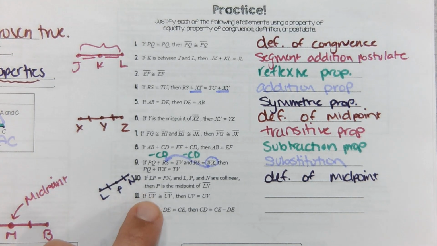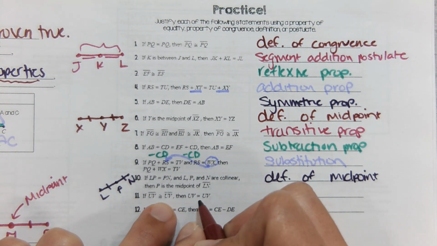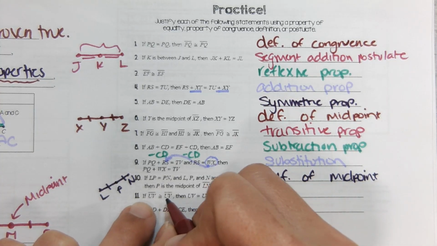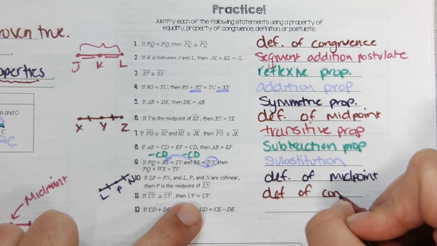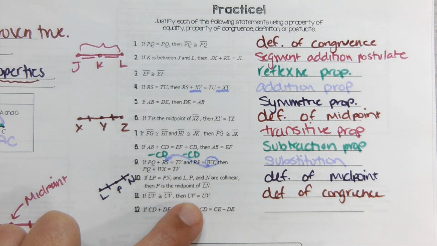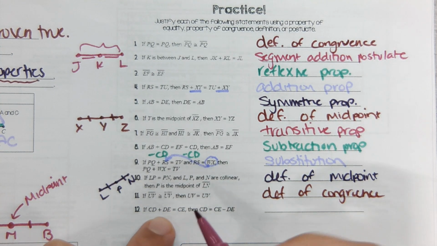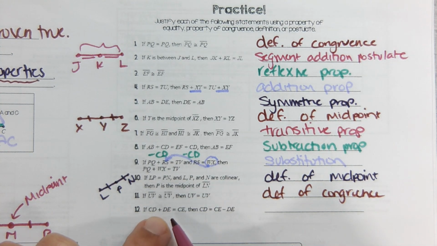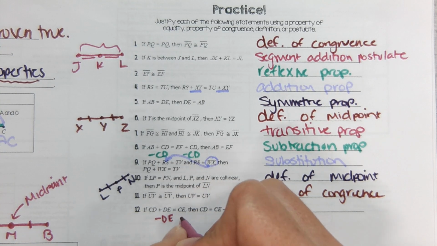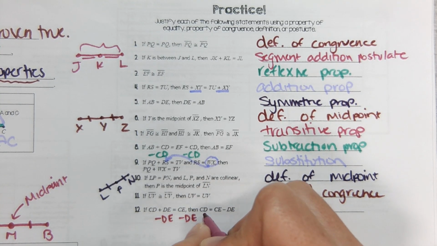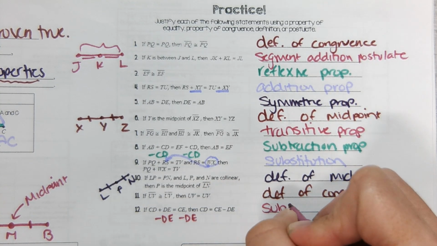And here, UV is congruent to UV, then UV is equal to UV. To go from congruent to equal in length, that's definition of congruence. And then here, CD plus DE equals CE, and then they have CD equals CE minus DE. To go from this to this, they subtracted DE from both sides. And so that would be subtraction property.